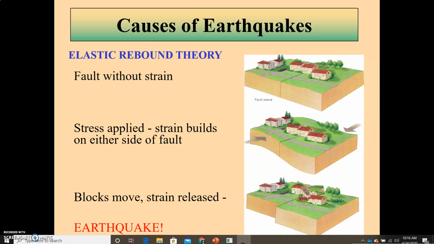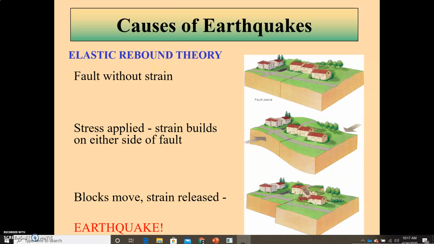So this is the elastic rebound theory. It's showing you a hypothetical fault plane that runs through the crust, and what happens is the stress builds up inside the rocks, and that strain builds up on either side of the fault. Once that strain is released, you get an earthquake. And we'll talk about the different types of waves that result from this.